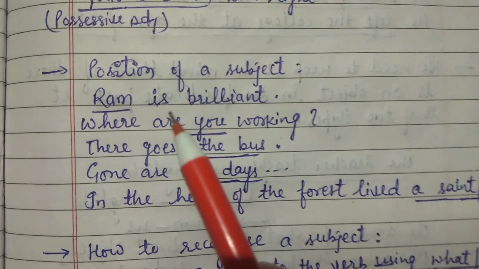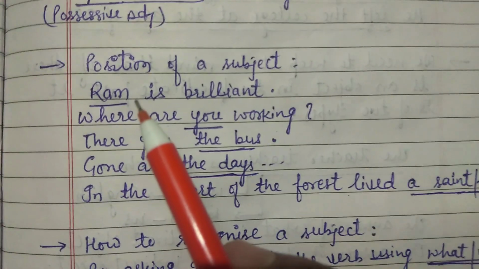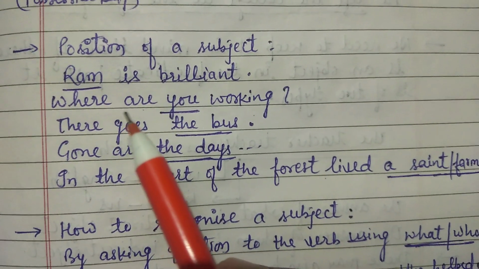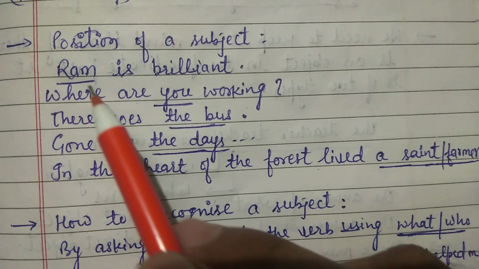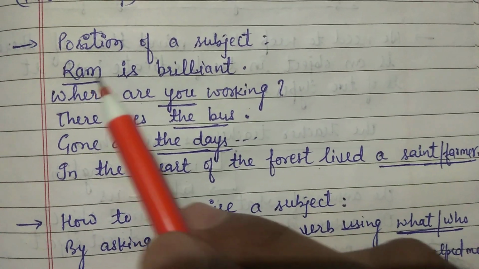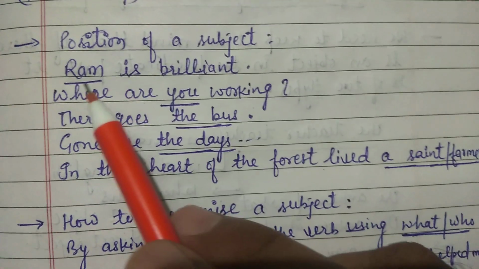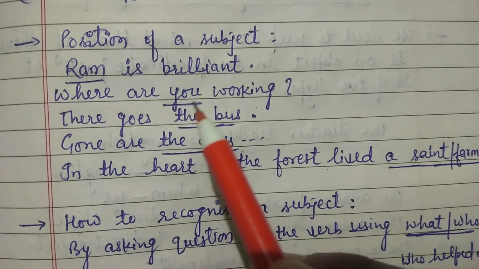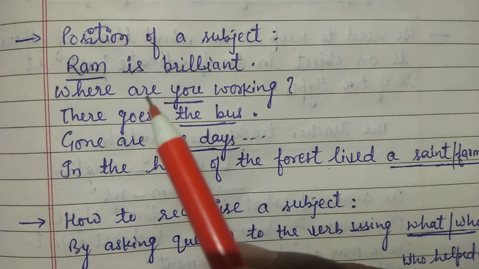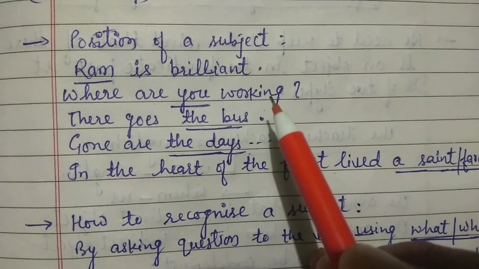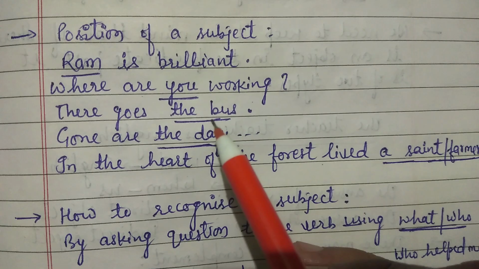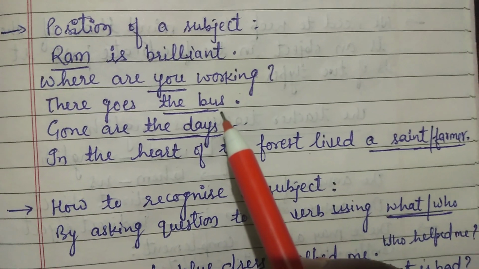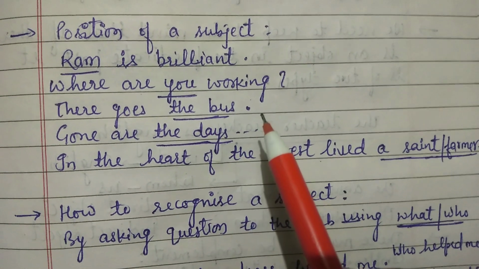Subject is usually used before the verb, but we must keep in mind that it can sometimes be used somewhere else. For example, Ram is brilliant. Here it is used before the verb. Where are you working? Here you is the subject, but it is used before the main verb. There goes the bus. What goes there? The bus. So the subject is bus and it is used at the end of the sentence.